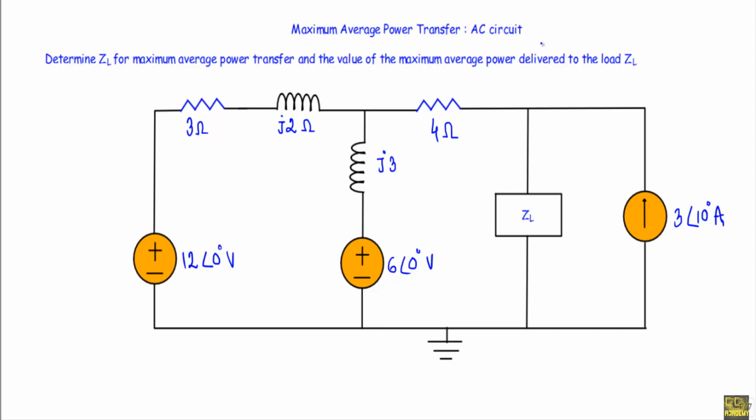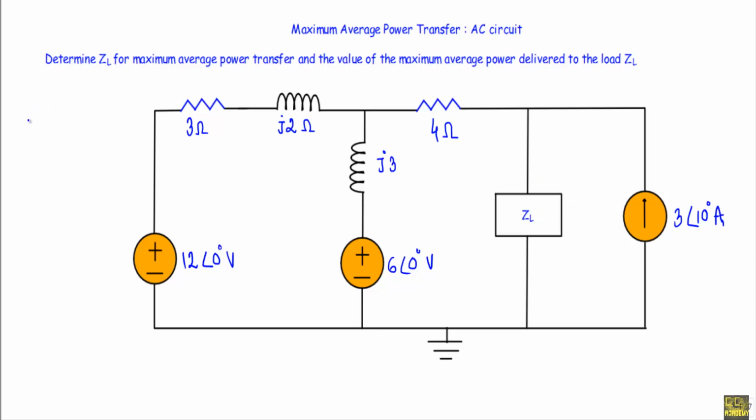In this video I will show you an AC circuit example of the maximum average power transfer theorem. Determine the load impedance ZL for maximum average power transfer and the value of the maximum average power delivered to the load impedance ZL. This is our given circuit. In this circuit we have this load impedance ZL. We have to find the value of ZL for which the maximum average power will be transferred to the load impedance ZL, and we also have to calculate the value of that maximum average power that will be delivered to the load impedance ZL.